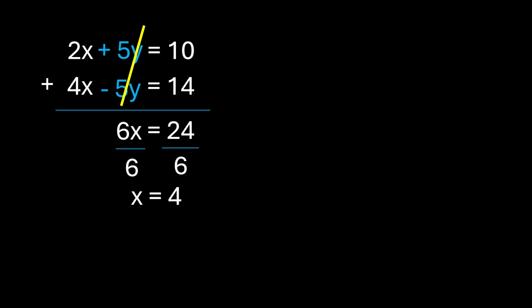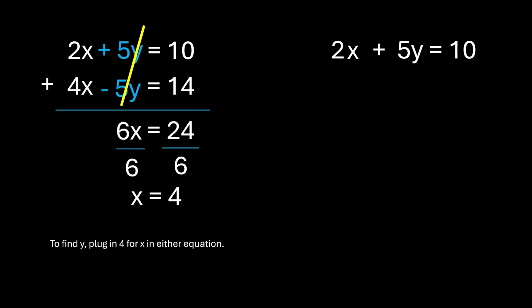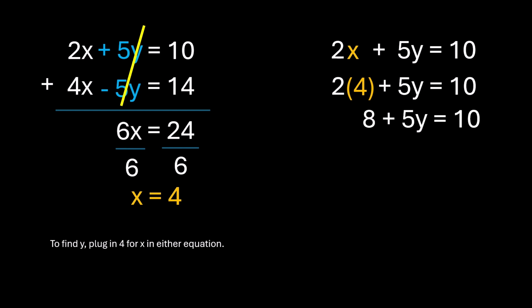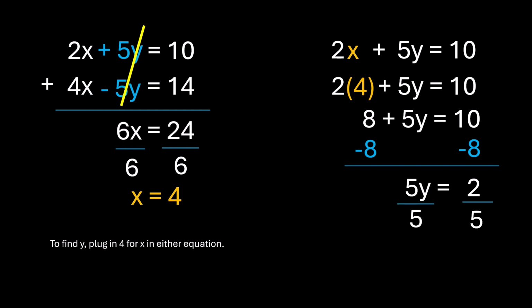I am not done though, because I still need to figure out what y is. So I'm going to pick one of the equations, either the top or the bottom, and I'm going to plug in x is equal to 4. So where I see the x, I'm going to put the 4. That's going to give me 2 times 4 plus 5y equals 10. Well, I'm going to simplify that and solve for y. 2 times 4 is 8. I'm going to subtract 8 from both sides. That's going to give me 5y equals 2. Divide both sides by 5, and end up with y equals 2/5.